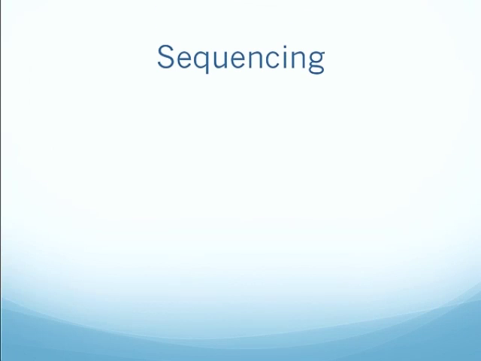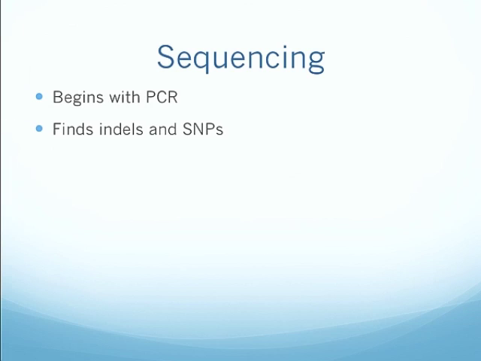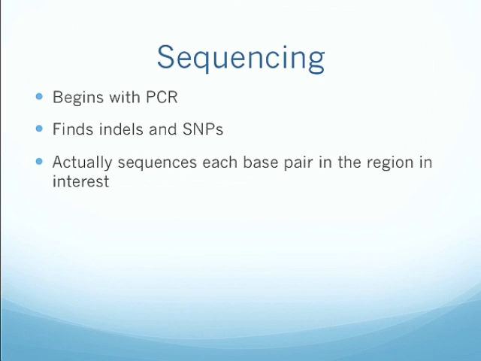Finally, I'm going to talk about sequencing. Sequencing begins with PCR and is used to find SNPs and indels. Interestingly, instead of just looking at a single mutation, this technique actually reads each base pair in the region one wishes to sequence. Several sequencing technologies are available.